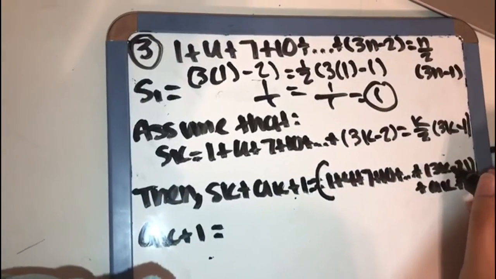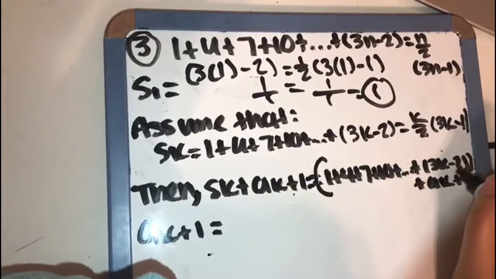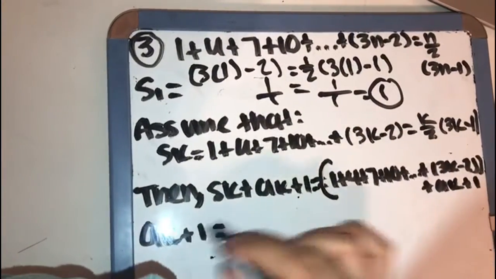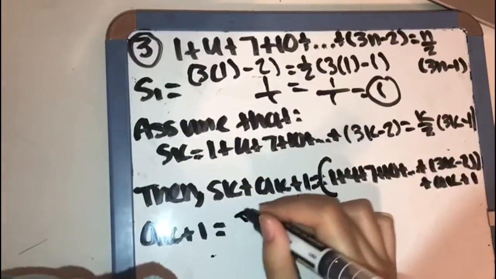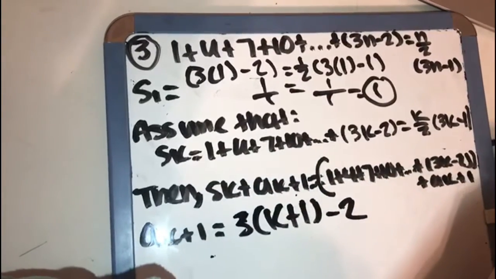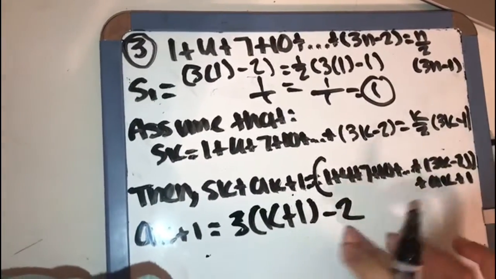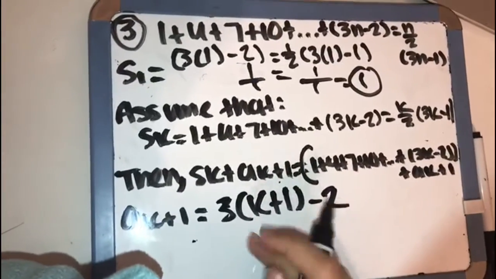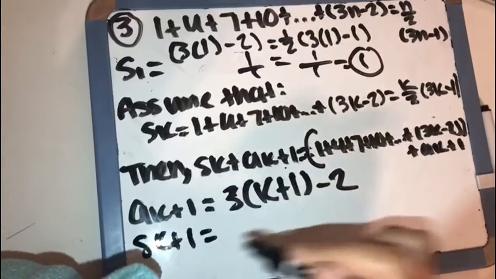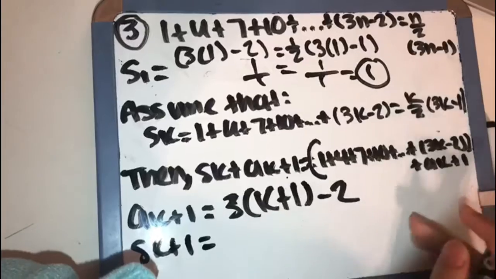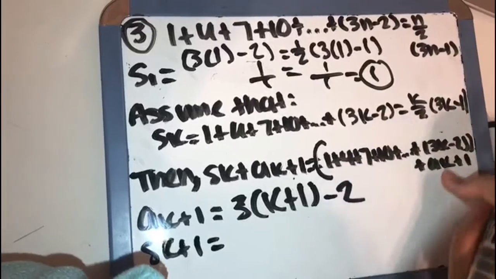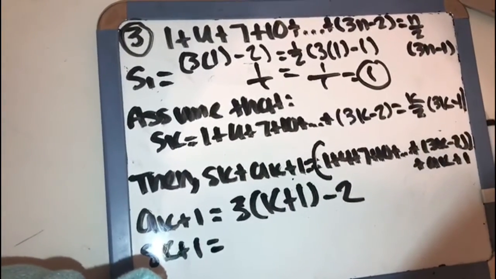So the given equation we have is 3k minus 2. That means if you substitute k plus 1 right here, it'd be 3(k+1) minus 2. That's it. You could also simplify if you want to, but for now we're just gonna leave it like that as an equation. Okay, that's a(k+1). That's all. Now they're asking for S(k+1), which is equal to what? Now that means you have to actually add these together. You have to add a(k+1) together with the given statement that I gave you already for Sk.